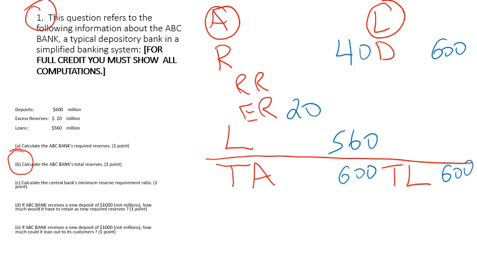All right? And from that, we can also figure out that required reserves are 20. But in 1b, the question is, calculate total reserves. So total reserves are 40. They are the addition of required reserves and excess reserves, which gives us 40, and then in turn, our total reserves plus loans of 560 is equal to total assets of 600.